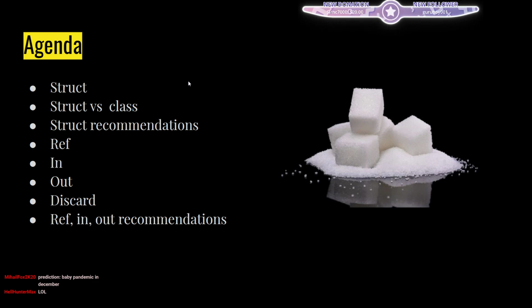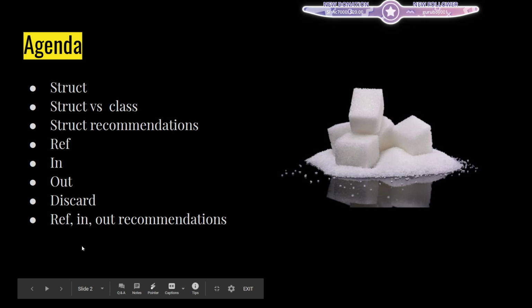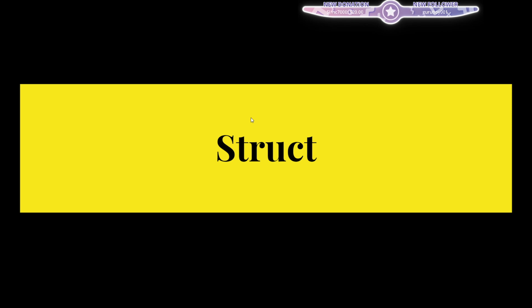So today we'll talk about struct. We'll compare struct versus class. We'll discuss when struct should be used and when it should not. We'll talk about ref, in and out modifiers, keywords for parameters. We'll talk about the discard operator, and we will talk about when you should actually use ref, in and out and when you should not. So let's get to it. We'll start from a struct.